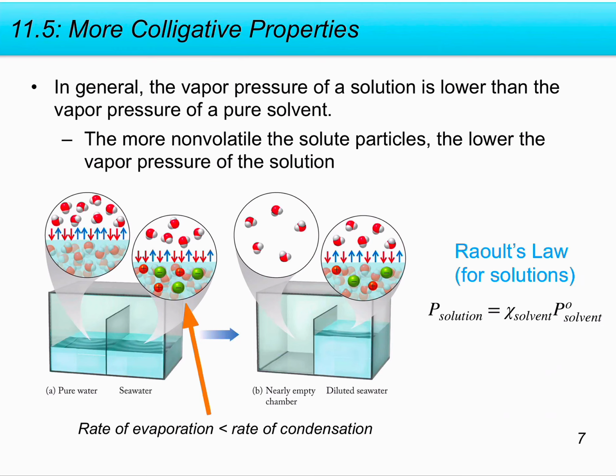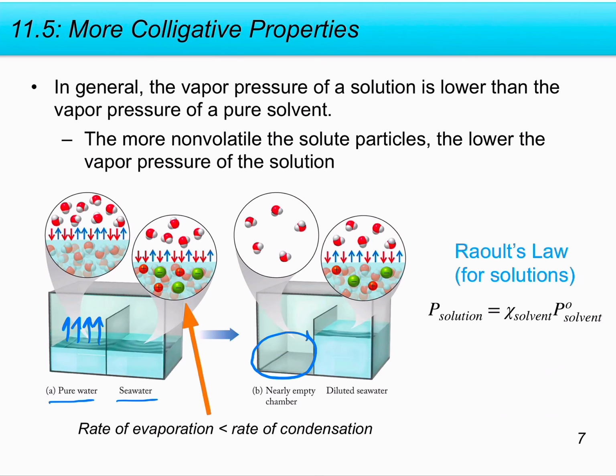So what this picture is showing is that you have on one side of a divided container pure water, and on the other side seawater. The only difference between those two sides of the container is that one has got salt in it and one doesn't. So what happens over time is that the pure water evaporates faster than the seawater. So we have more evaporation happening on this side of the container.